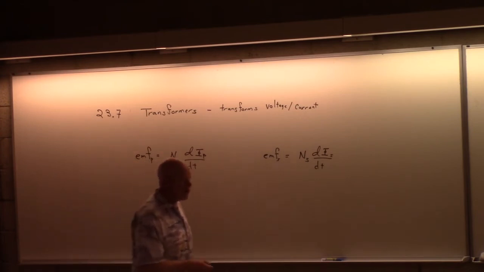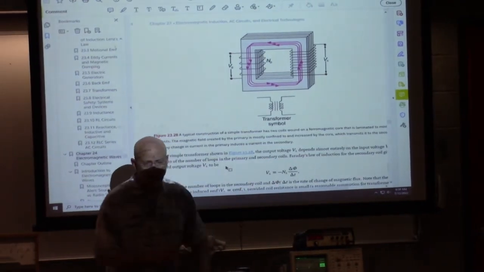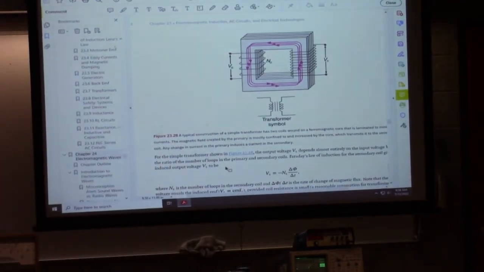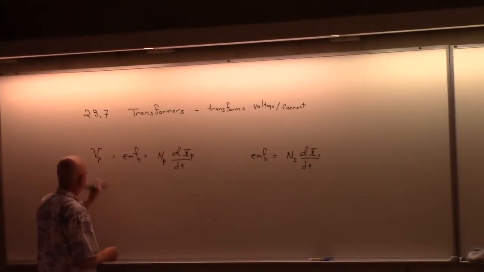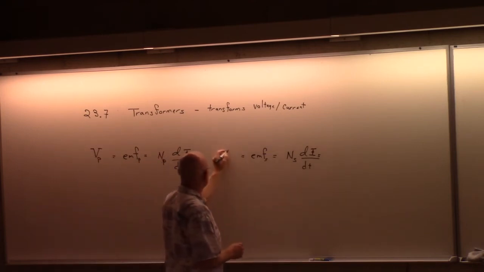Now your author changes his notation from EMF to voltage, and I'm not sure why he does. I hope that's not too confusing, but right here he calls it voltage of secondary and primary. So I'll follow his suit, but I think that's kind of confusing, but I'll go ahead and do it. So this is the voltage of the primary, and this is the voltage of the secondary.